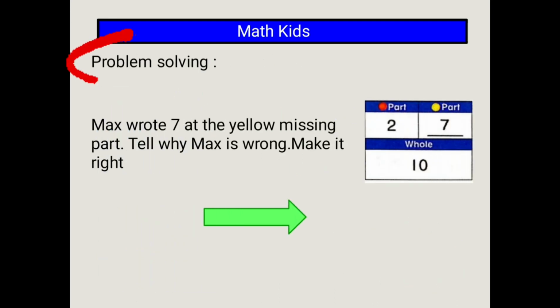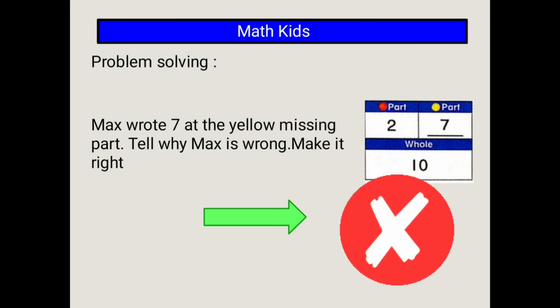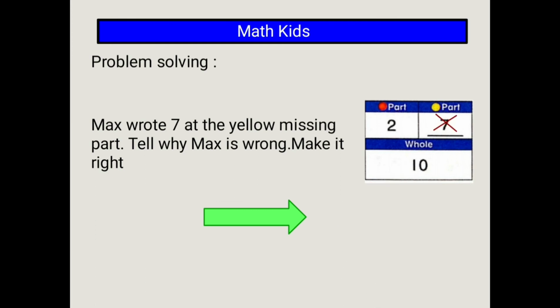Now, let's go to the problem solving at the missing part of 10. The problem solving says, Max wrote 7 at the yellow missing part. Tell why Max is wrong and make it right.